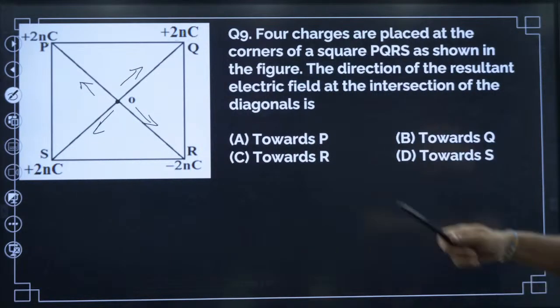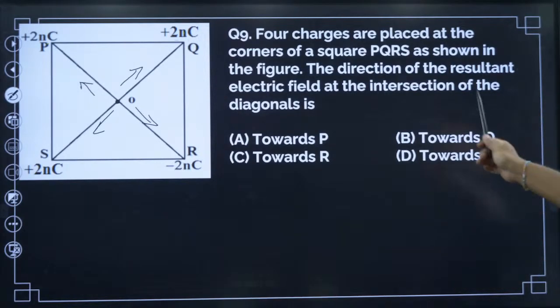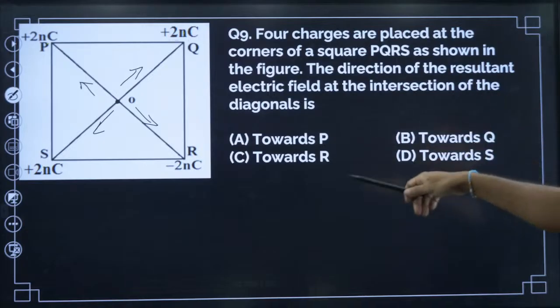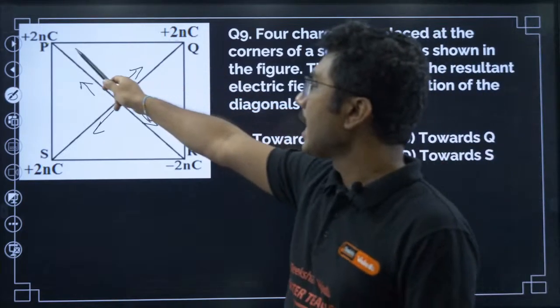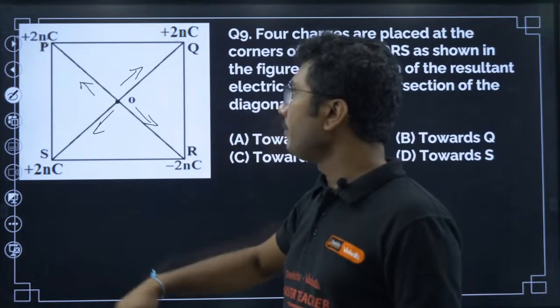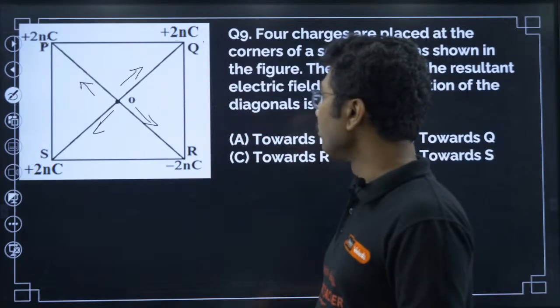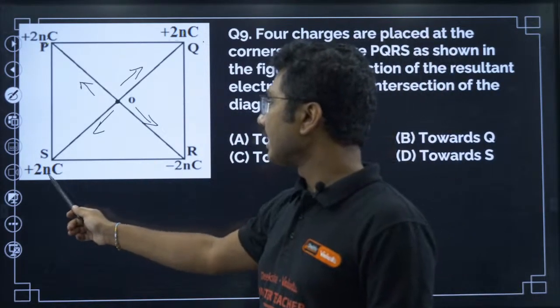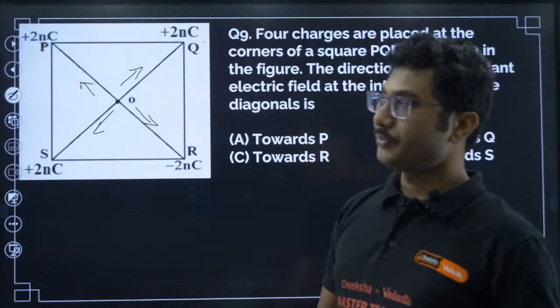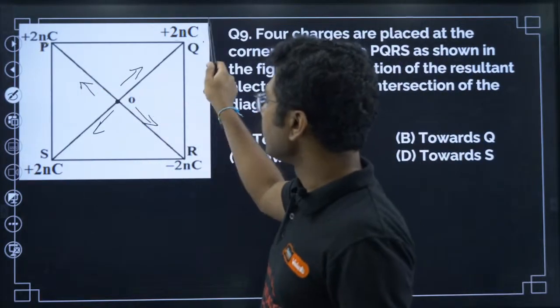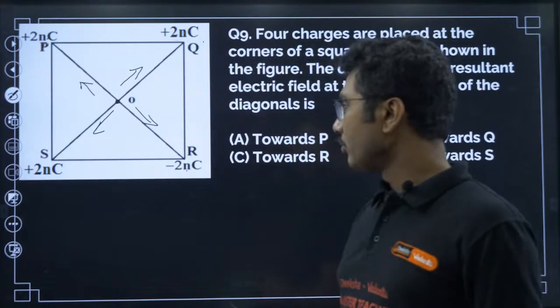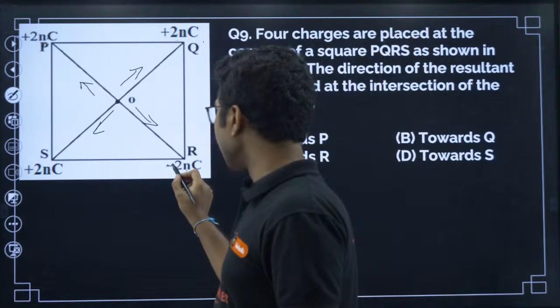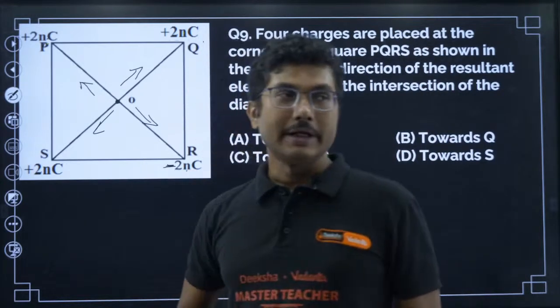Four charges are placed at the corners of a square PQRS as shown in the figure. What is the direction of the resultant electric field at the intersection of the diagonals? Now what is given here? At P we have 2 nanocoulomb, at Q another 2 nanocoulomb, at R minus 2 nanocoulomb, and at S another plus 2 nanocoulomb. So three plus 2 nanocoulombs and one minus 2 nanocoulomb. Only this one is negative, the rest are positive.